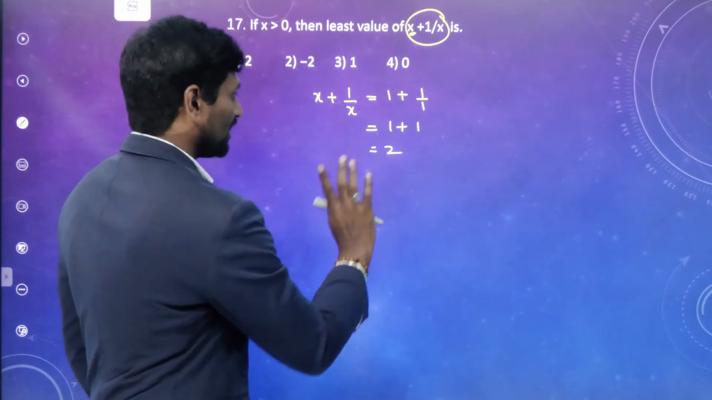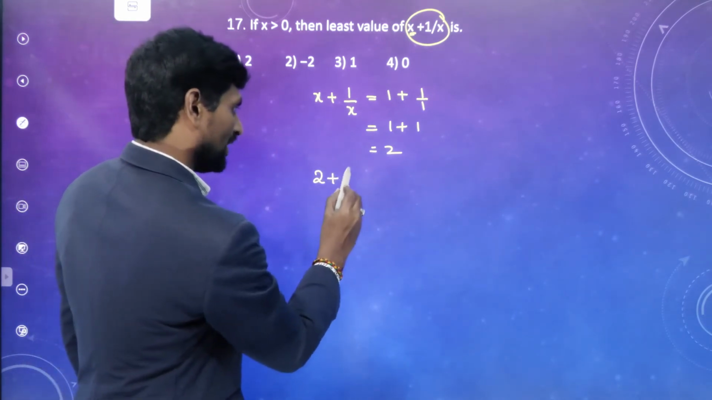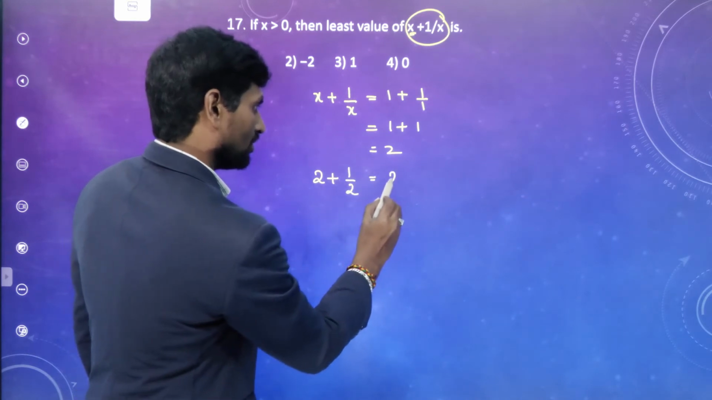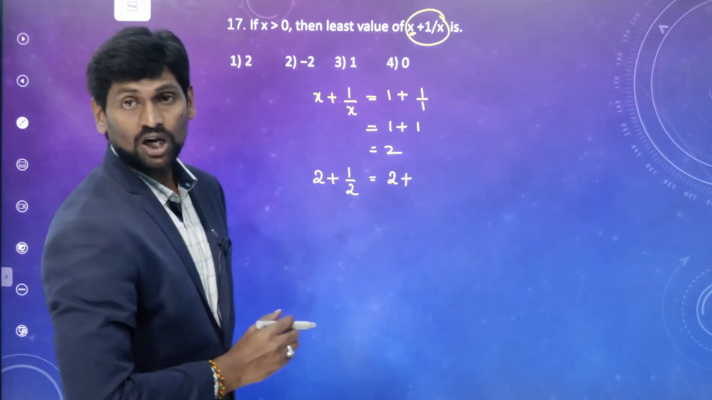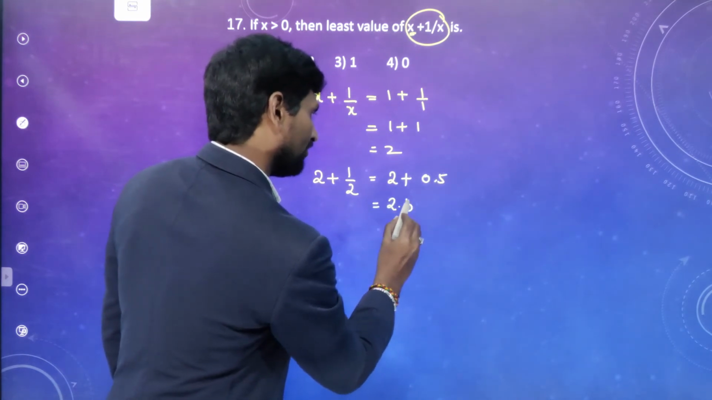Okay, so the value I got is 2. Let us substitute 2 this time. 2 plus 1 by 2, nothing but half. Half means 0.5. So it is 2.5.